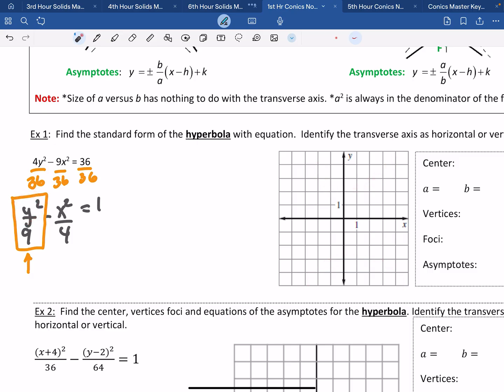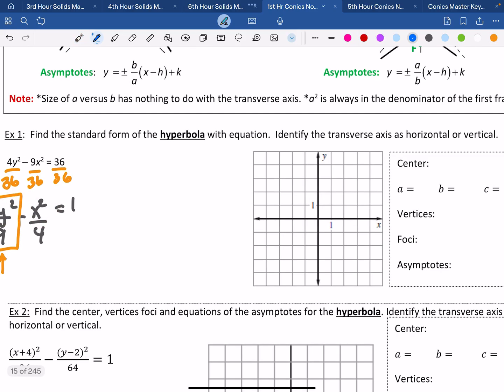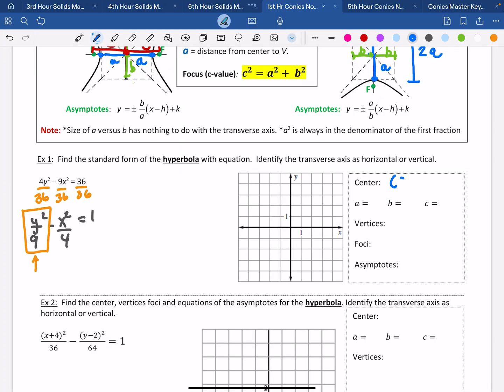All right, so the center, notice there is no h and no k value. So right away, I know that this is centered at the origin. Okay, so the center is 0, 0. I can go ahead and get that center point. The next thing I want to do is identify my a squared. Now keep in mind, this is a squared, and this one over here is b squared. All right, so I'm going to make that little box.